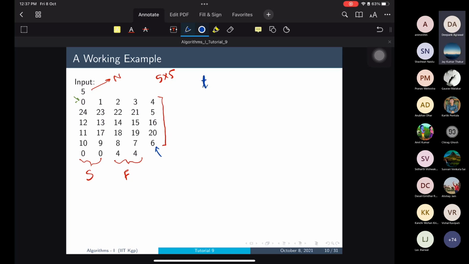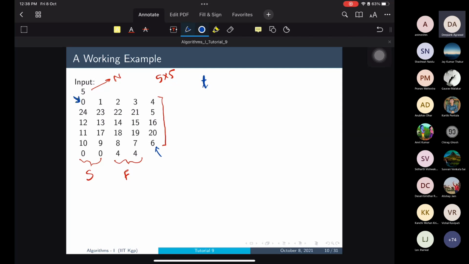Sir, how is the ending point 6? Because it is 4, 4, right? 0, 1, 2, 3, 4, and 0, 1, 2, 3, 4. The grid is 0 indexed. Okay, sir. And the coordinates that you are given are also 0 indexed. So 0, 0 is this particular point.